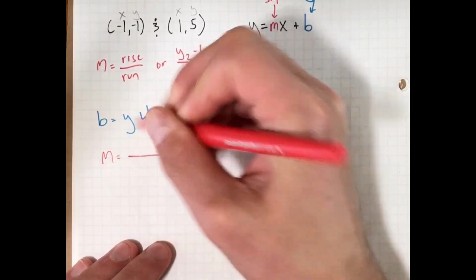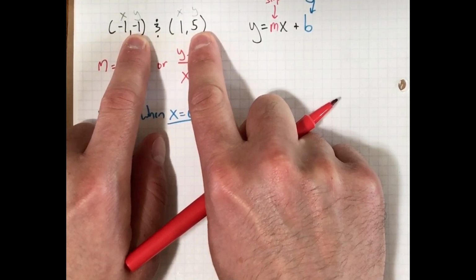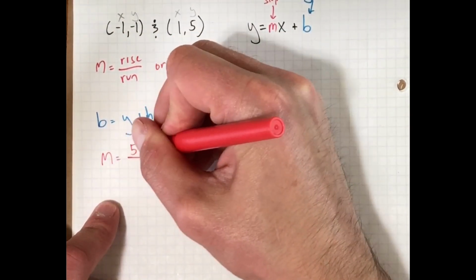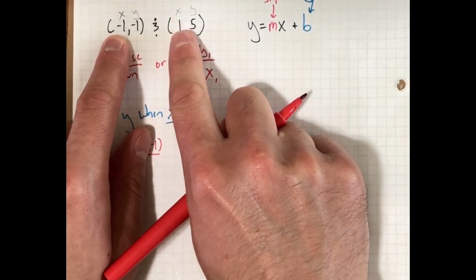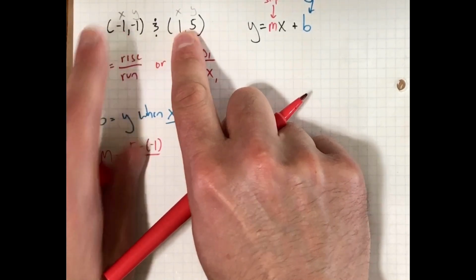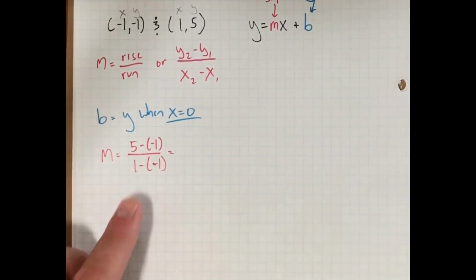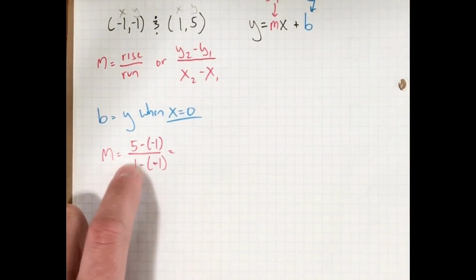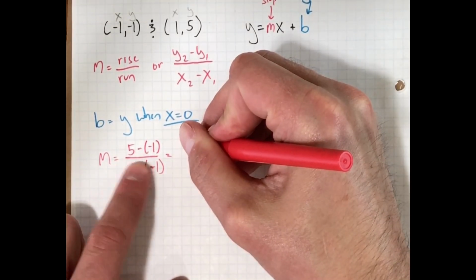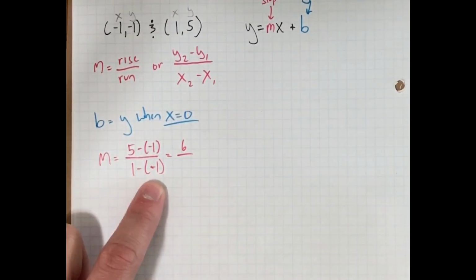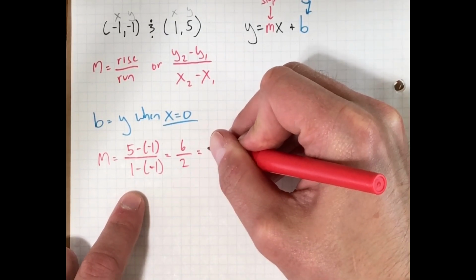Let's go ahead and say m equals y minus y. That's 5 minus -1 up top. 5 minus -1. And then down below, I have x minus x. 1 minus -1. 1 minus -1. Okay? And now I'm going to just do these two subtraction problems. Minus a negative is really adding. This is 5 plus 1, 6. 1 minus -1, double negative, is 2. This reduces to the fraction 3 over 1, or just 3.